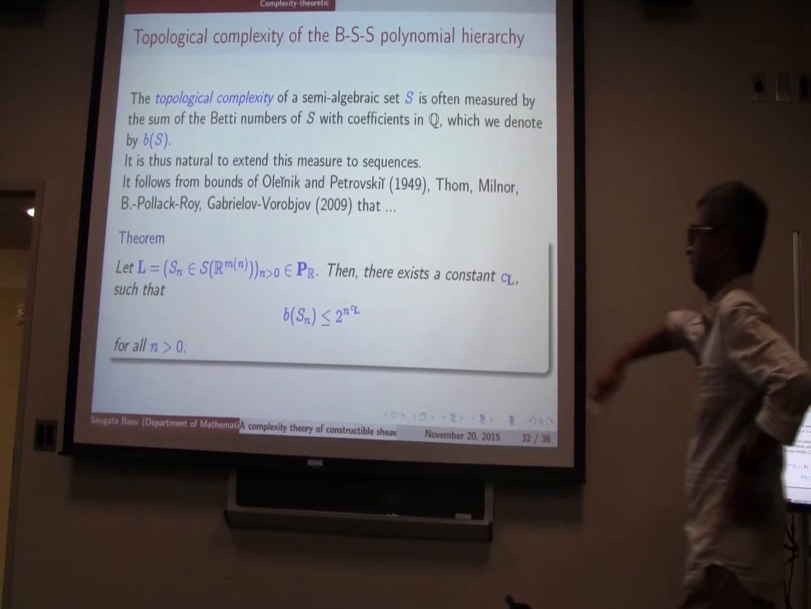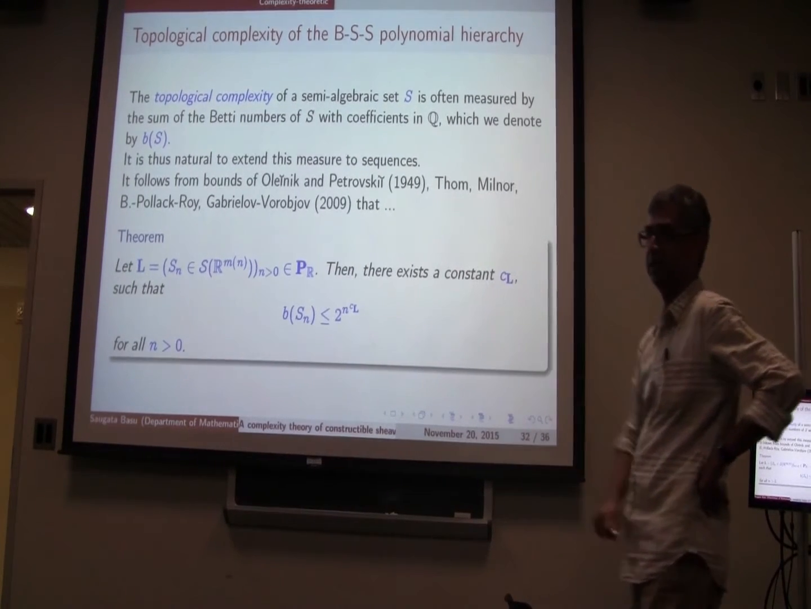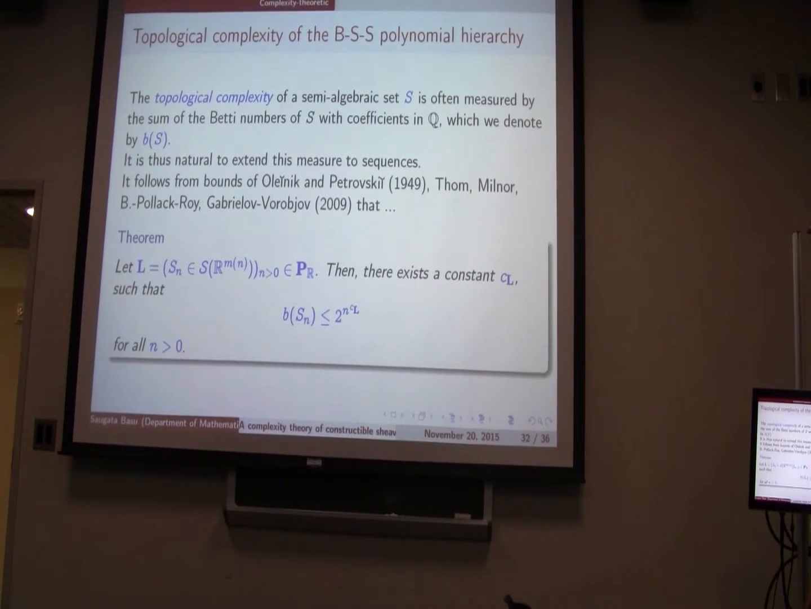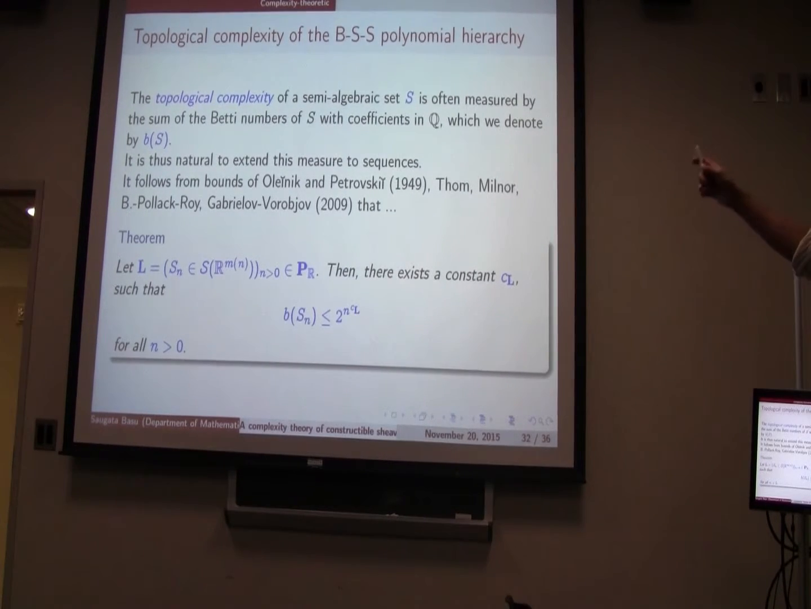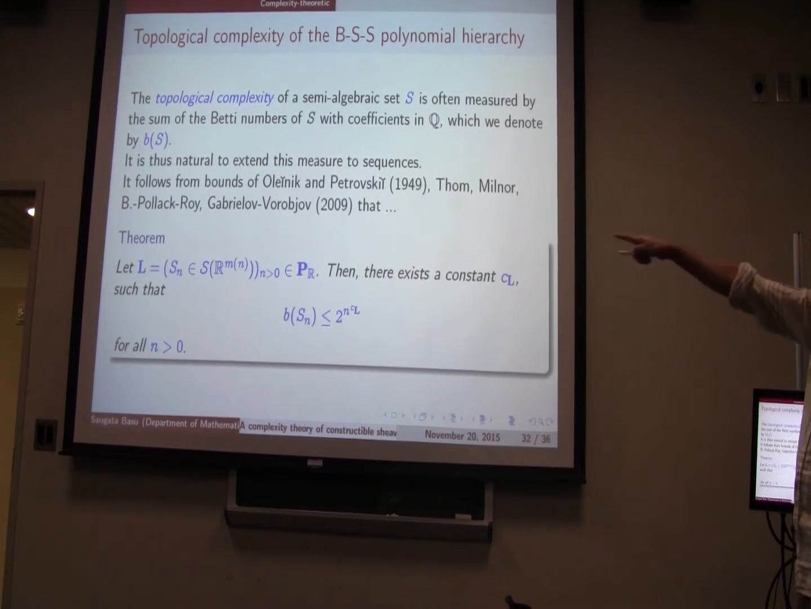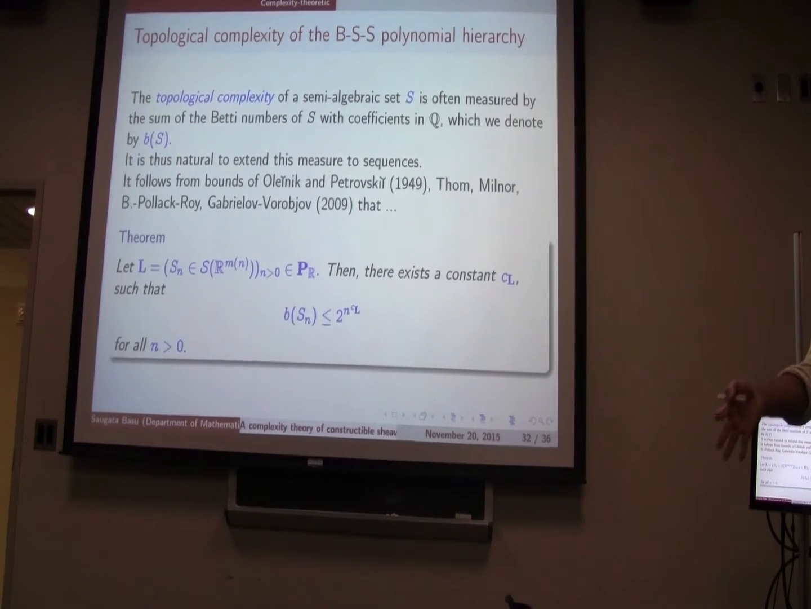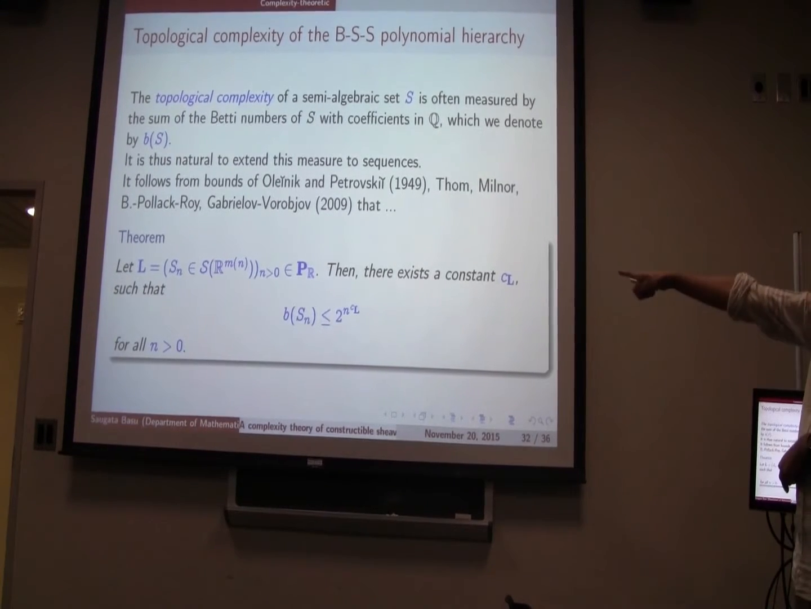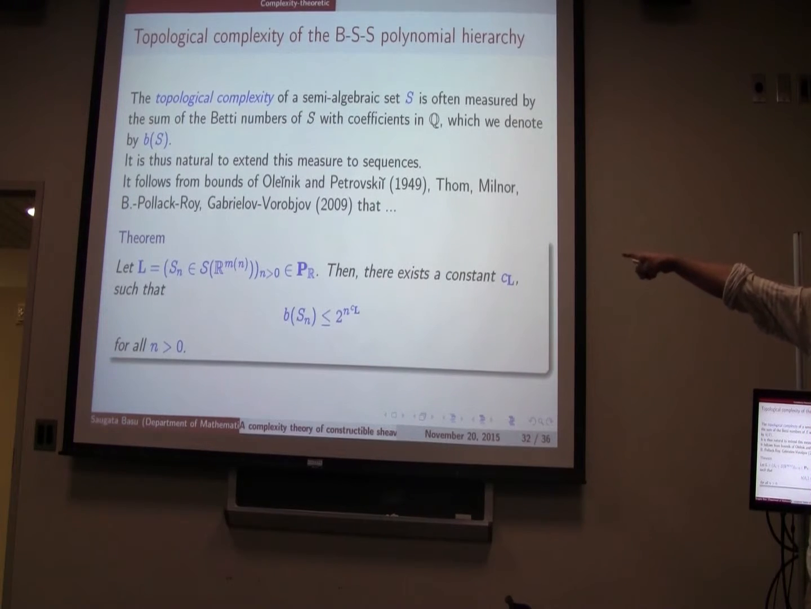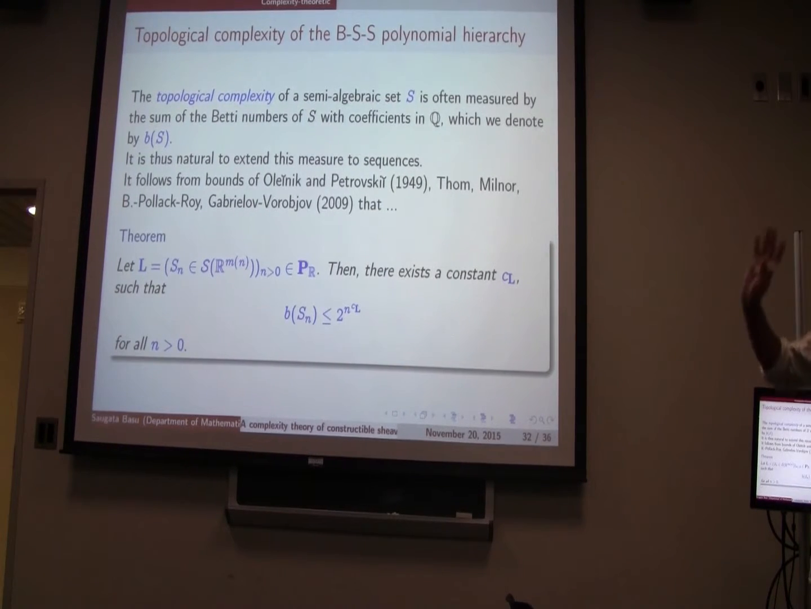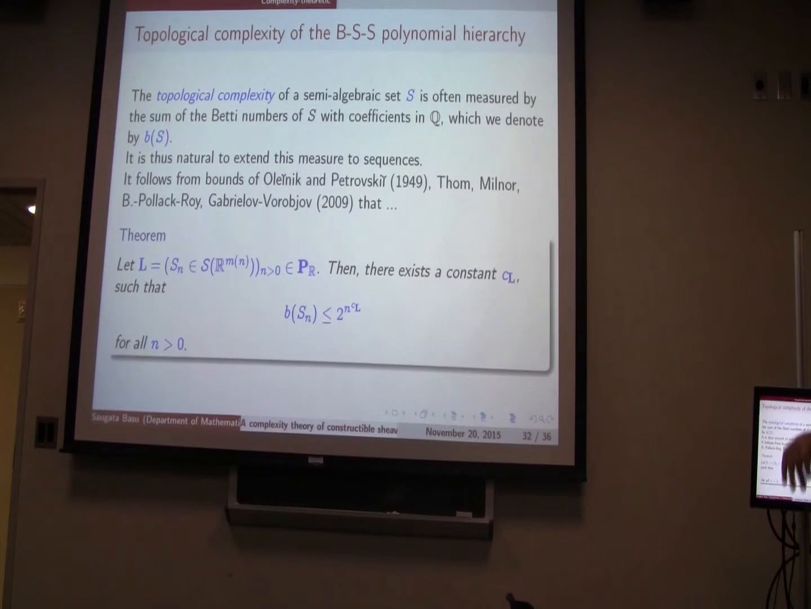So suppose we have a sequence of semi-algebraic sets in the class P. Then it's a consequence of these results of Oleinik and Petrovsky that I mentioned before that, if you have one fixed sequence in P, then there exists a constant that depends on this sequence, such that the ordinary Betti numbers of the set S_n grow at most singly exponentially in n.